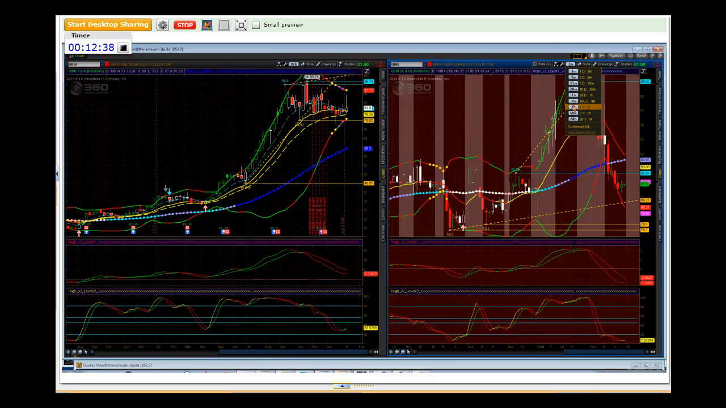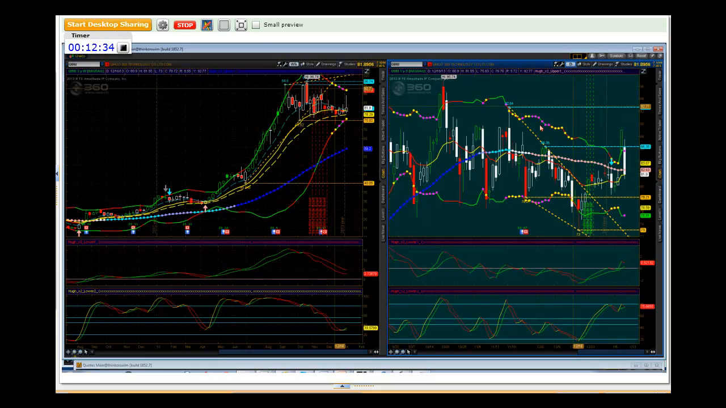And then I'll monitor this using the daily time frame. Here's your daily, and then my 60-minute time frames. You can see how this has just been trading really sideways and choppy. So it's nothing I'm doing now, just watching.